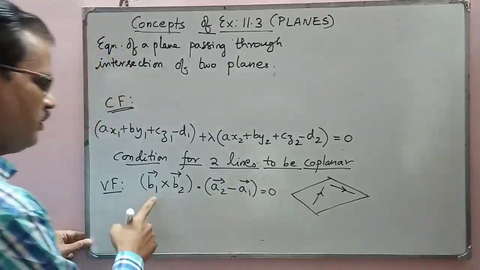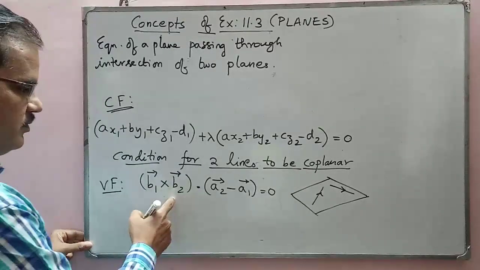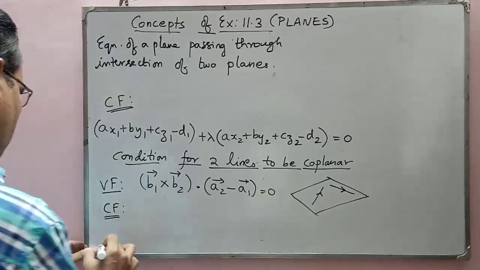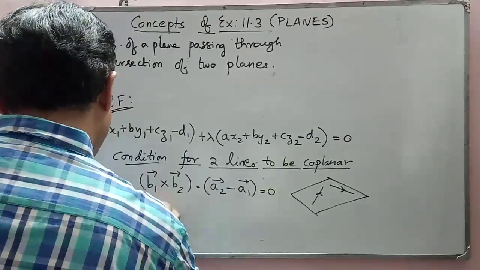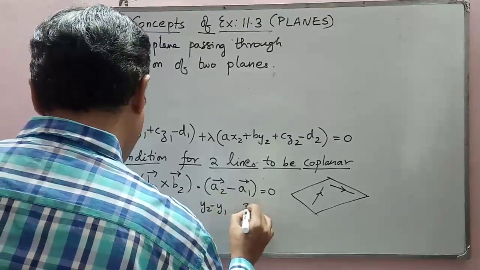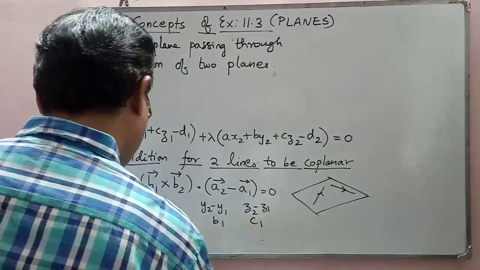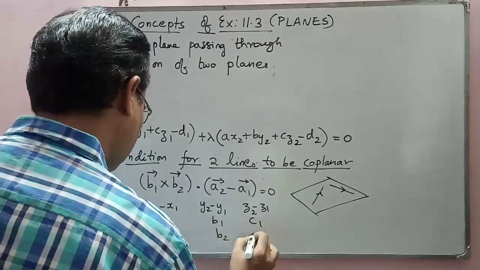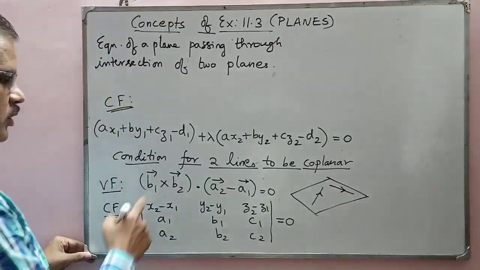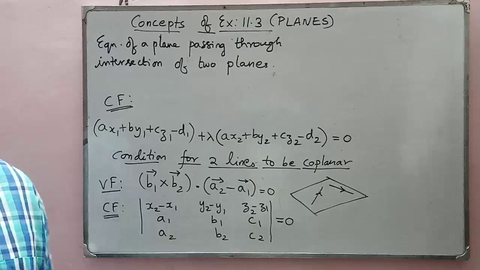Do you remember this? b1 vector cross b2 vector dot a2 vector minus a1 vector. Yes, when you learn shortest distance between lines, the numerator was like this. In Cartesian form the equation will be the determinant of x2 minus x1, y2 minus y1, z2 minus z1; a1, b1, c1; a2, b2, c2, equals 0. We are going to use the vector form equation to solve the questions.